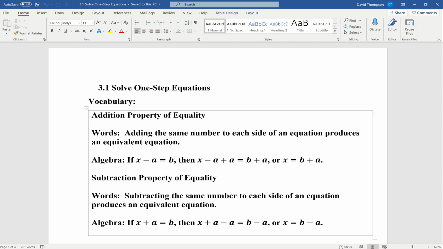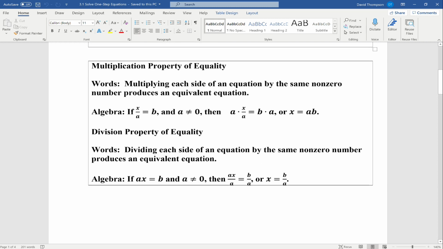The subtraction property of equality says subtracting the same number from each side of an equation produces an equivalent equation. In algebra, we say if x plus a equals b, then x plus a minus a equals b minus a, or x equals b minus a.